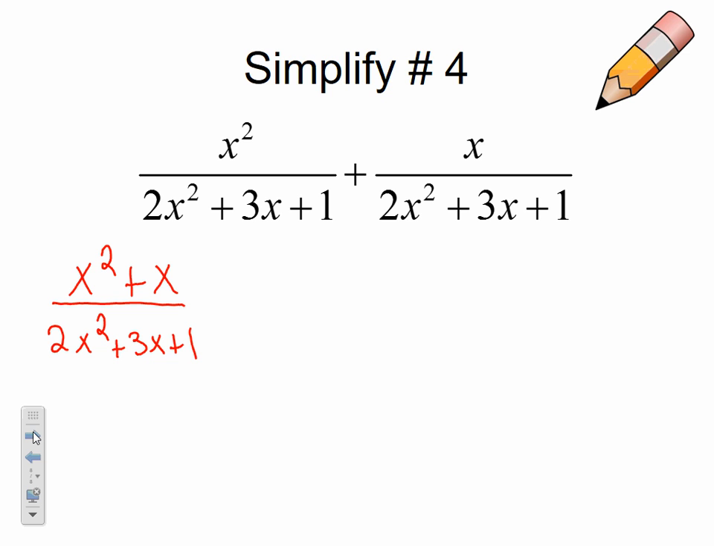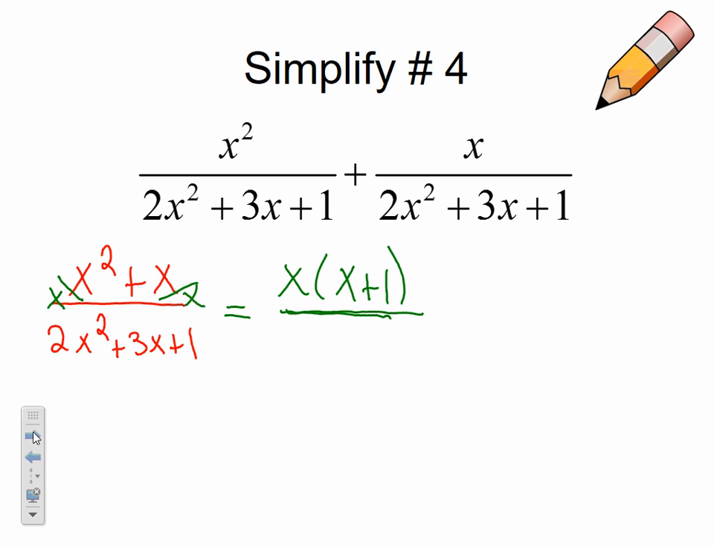Now I need to factor both of these. If we look at the first one in my numerator, you guys, all I can do with my numerator is take out the greatest common factor. Now my greatest common factor on this one is just x. So make sure you look for that. It doesn't always have to be a number. Sometimes it's just going to be a variable. So I have x out in front, and then I'm left with x plus 1.